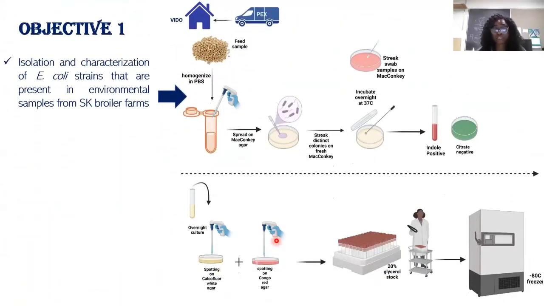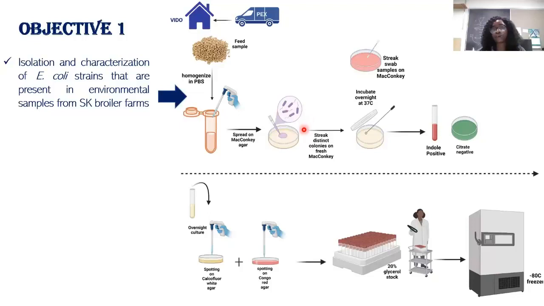For the first objective, we isolate E. coli from the farm environment. This is an example of a feed sample that was collected by the poultry extension team. They send it down to our lab. Then we get this feed sample, homogenize it in PBS, and then plate it out on MacConkey agar, which helps to isolate lactose fermenters and the rest of them.